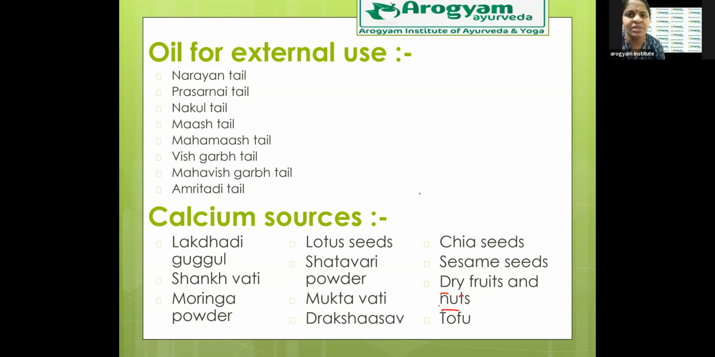Oils for external use are Narayan tail, Prasarini taila, Nakula taila, Masha taila, Mahamasha taila, Vishagarbha taila, Mahavishagarbha taila, Amritadi taila. Some calcium sources are Lakshadi Gugulu, Shankavati, Moringa powder, lotus seeds, Shatavari powder, Muktavati, Draksha Sava, chia seeds, sesame seeds, dry fruits and nuts, tofu, all these.